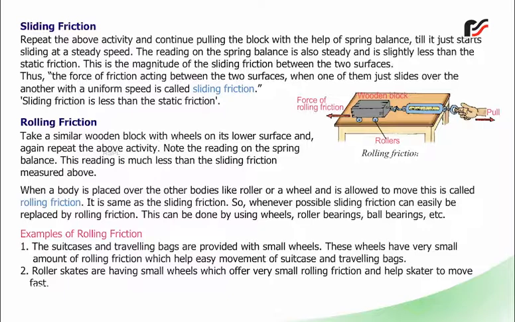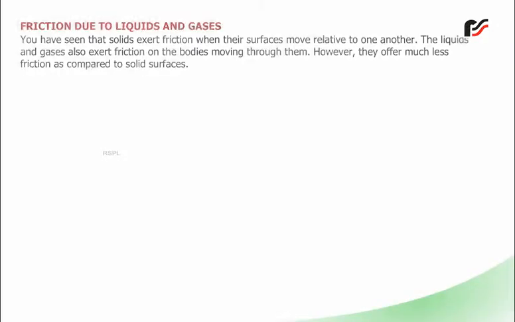2. Roller skates have small wheels which offer very small rolling friction and help the skater to move fast. Friction due to liquids and gases. You have seen that solids exert friction when the surfaces move relative to one another. Liquids and gases also exert friction on the bodies moving through them. However, they offer much less friction as compared to solid surfaces.